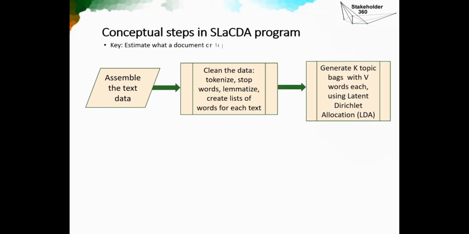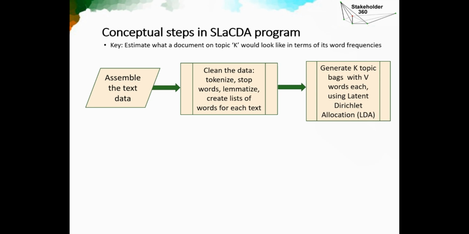SLaCDA generates a new set of documents using latent Dirichlet allocation, or LDA. This creates the same number of lists of words as there are original documents, but because it's random, the probability of matching the original documents is quite low. These arbitrarily created documents are generated using a given distribution of topics over documents and words over topics. Those distributions are the crucial variables that you can then manipulate.